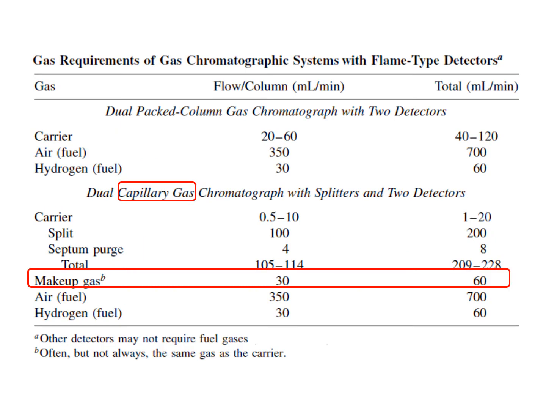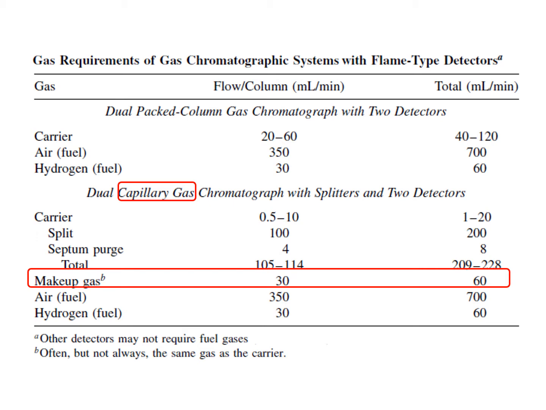Now class, the gas requirement of a gas chromatography system with flame type detectors. For example, if you can refer to this table, basically a dual packed column gas chromatograph with two detectors: the carrier gas, air, which is for the fuel, and hydrogen, the flow rate and the total rate are given here. As for the dual capillary gas chromatograph, usually there will be another one, which is the makeup gas.